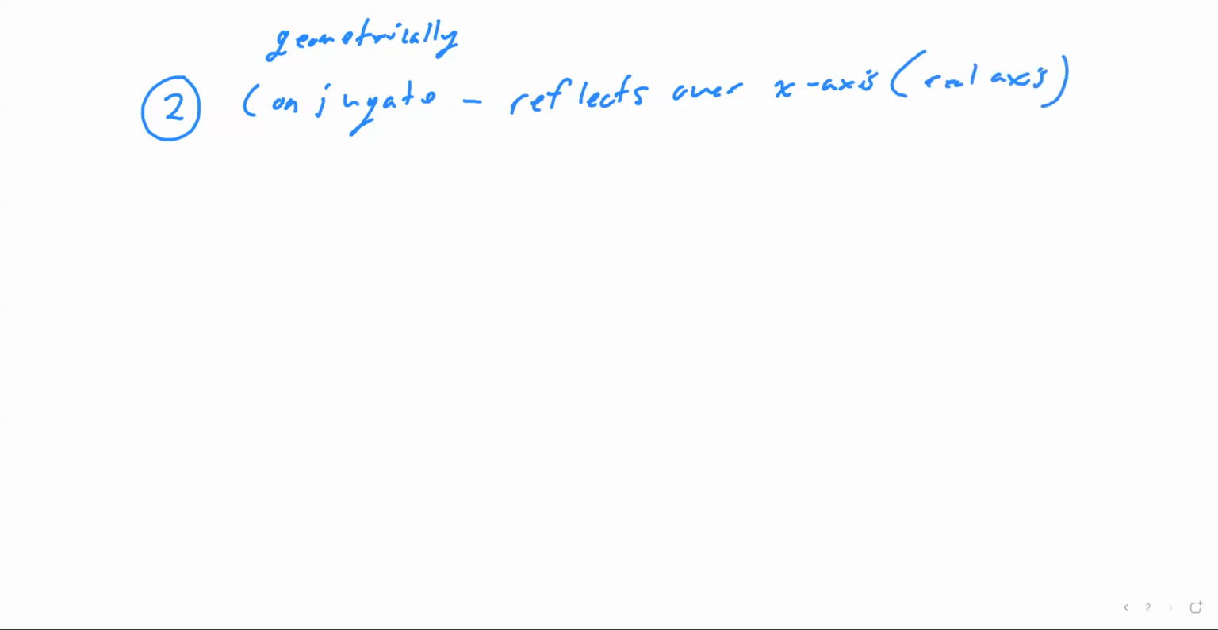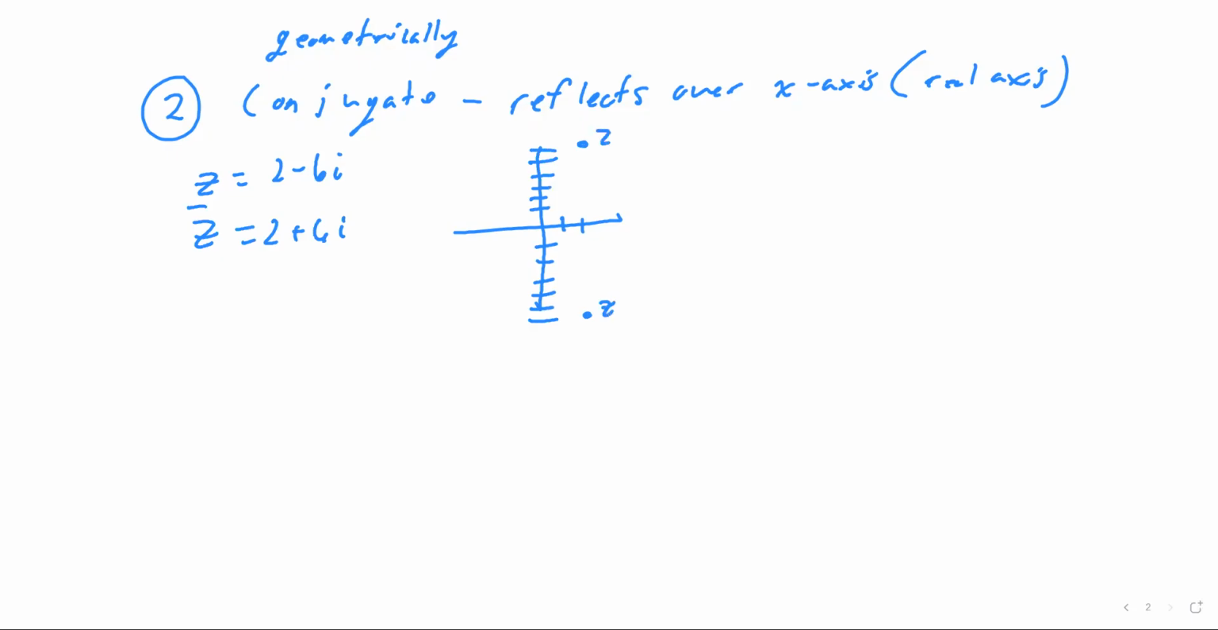All right. So for instance, we had to do an example here. Let's say z is equal to 2 minus 6i. To graph this, I go right 2, down 6. Here's my point. What is the conjugate of this guy? 2 plus 6i. So I would go right 2, up 6. And there's my graph. So there's z, there's z's conjugate.